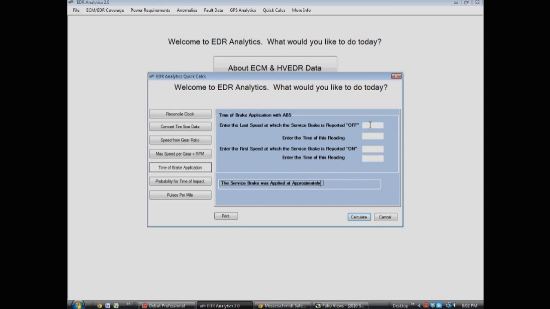Enter the last speed at which the service break was reported as being off, for example, 72 miles per hour. Enter the time of this reading, say minus 5, the first speed at which the service break is being reported as on, say 65 miles per hour, and the time of this reading, which should always be after the first time that you entered.